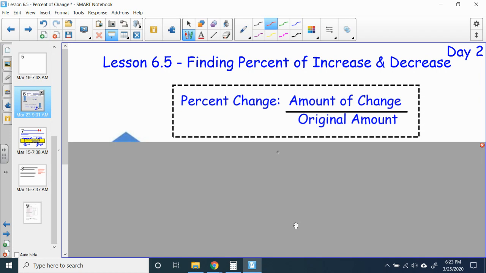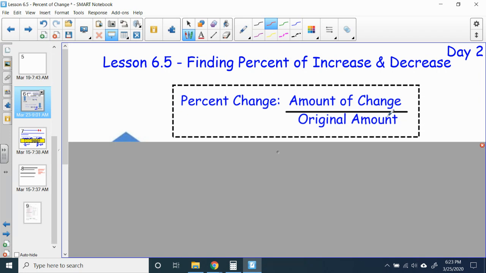So right here we have this, which is going to be the key of what we do today. So I want you to pause the video and go ahead and record this. To find the percent of change, you're going to make a fraction where the numerator is going to be the amount of the change. The denominator is going to be the original amount. And you're going to see this as we go through our examples. But this is the key to everything we do today.